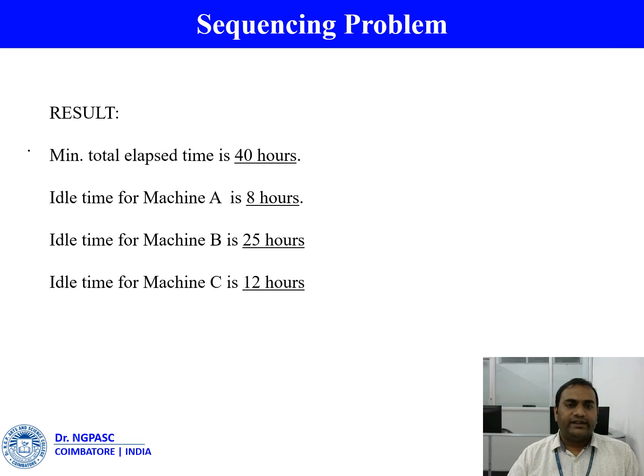Result. The minimum total elapsed time is 40 hours. The idle time for machine A is 8 hours. The idle time for machine B is 25 hours. The idle time for machine C is 12 hours.